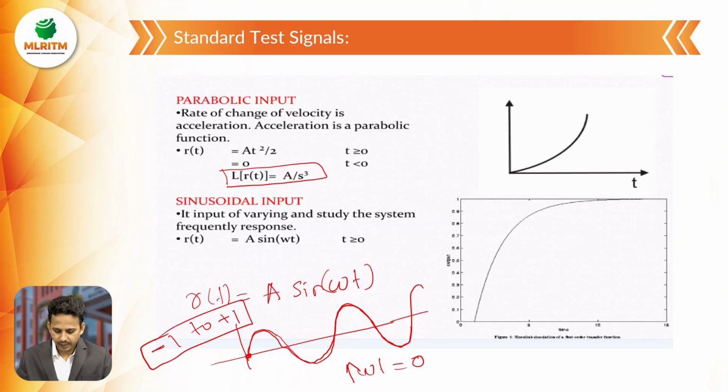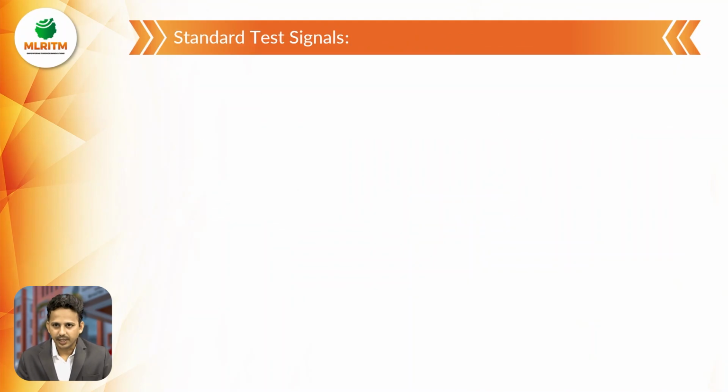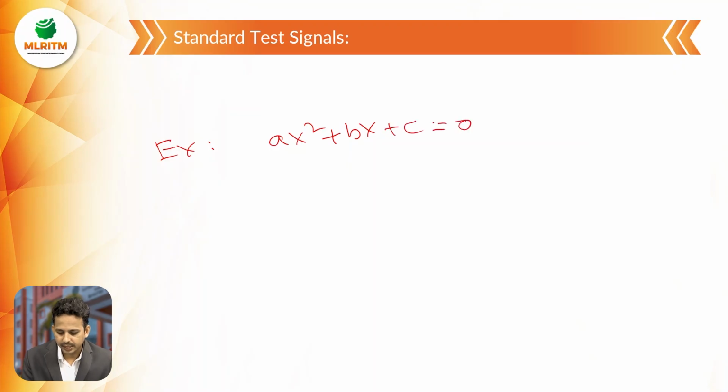So this is about standard test signals. Next, time response of a first order system. Order is defined as the highest degree of a polynomial. For example, ax square plus bx plus c is equal to 0. It is a second order system because the highest degree is 2.